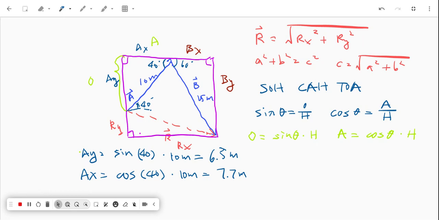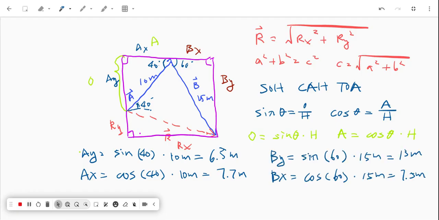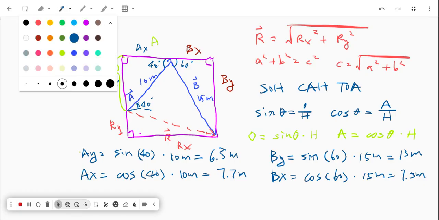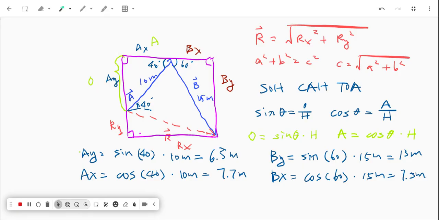All right. Same idea to find BX and BY. Why don't you try it? BX and BY. You use the same method. You find the Y and X components of the triangle for vector B. Then after that, let's take a look. The ultimate goal for us is to find the y component of the resultant and the x component of the resultant, right?